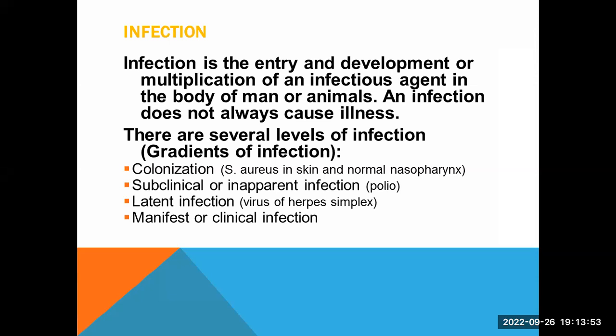And then we have the subclinical infection, which is infection with no apparent symptoms, like polio. Sometimes there is latent infection, where the organism remains inactive in the body, like TB or herpes simplex. And sometimes the infection does have manifestations and clinical symptoms, and sometimes it's even a systemic infection, like in people with sepsis and septic shock.